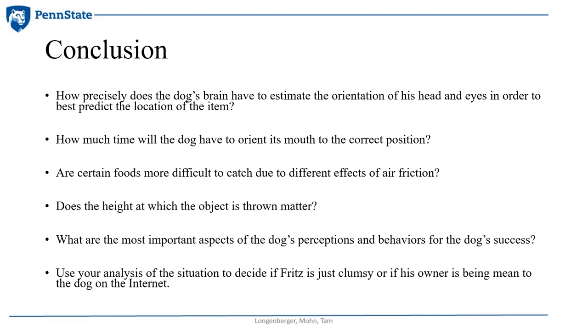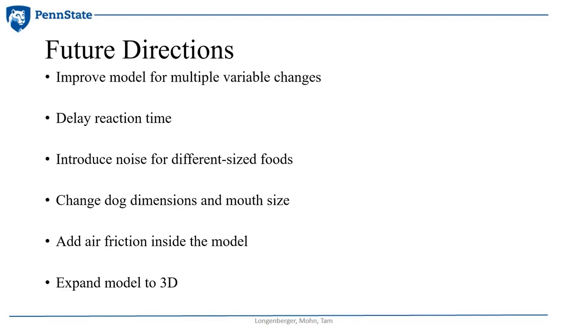However, this outlook may change in a more complex model. Of course, there are always improvements to be made, so here's what we would do moving forward. First, we would improve the model so that it can still learn even with multiple variable changes. That way, we can change the food's initial velocity, initial position, and other variables, and the dog will still be able to learn even if it takes longer to train.